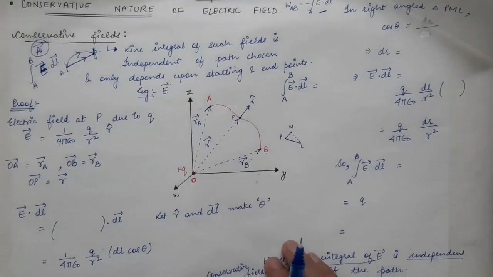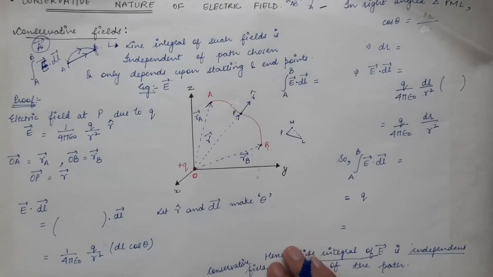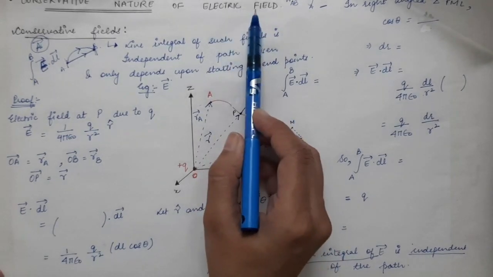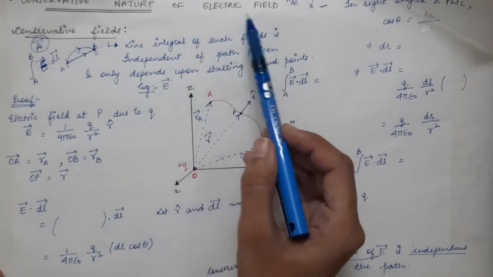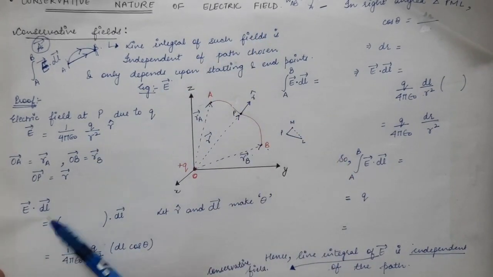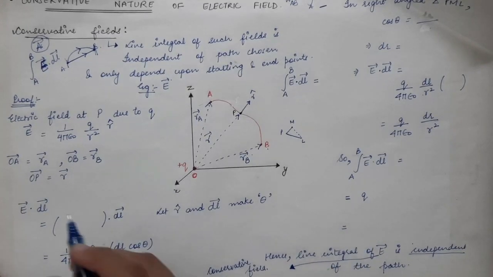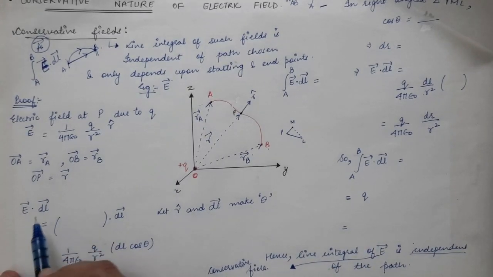Here we are going to see what the line integration will be. We have to prove that the line integration of the electric field is independent of the path. To prove that, we first have to solve for the line integration of the electric field. So for the line integration, we are just taking E vector dot dl.